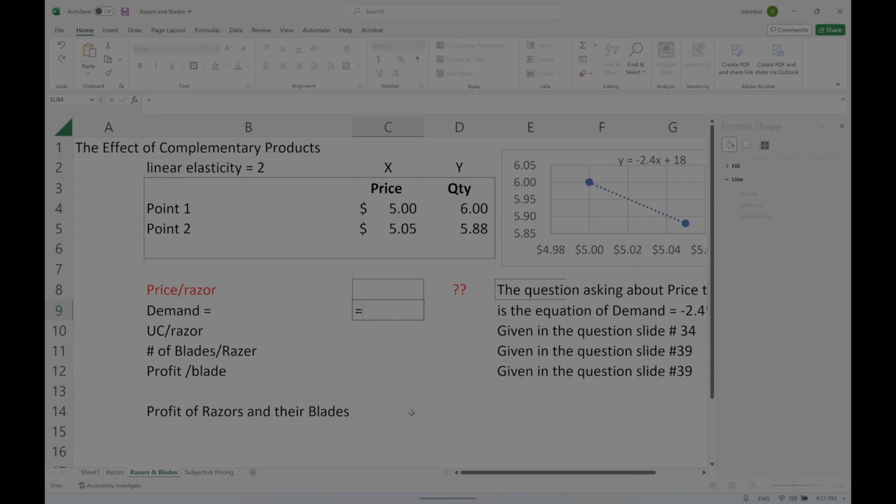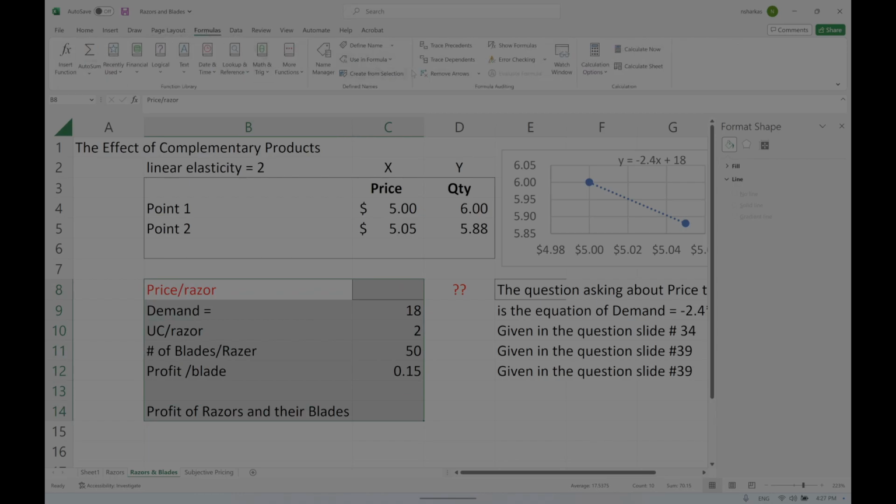So I'm going to type here the demand to be 18 minus 2.4 times the price, which is this here, the price of razor. And also I have the unit cost in the question is 2. And then I have the average number of blades per one razor is 50. And the profit is 0.15 cents. And now I need to find the profit. Of course, I've showed you also how to name all these based on formula and create from selection from the left column, and we've done this earlier.